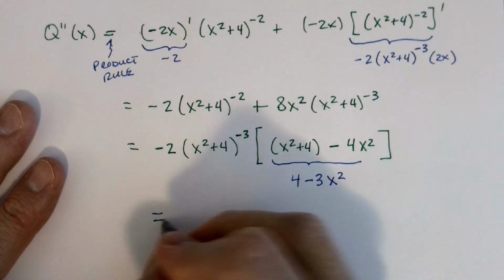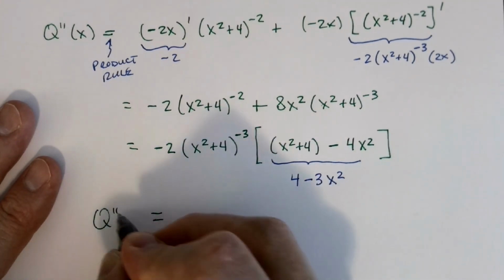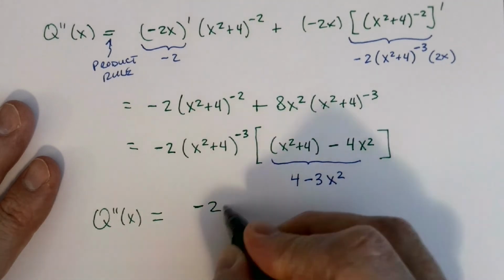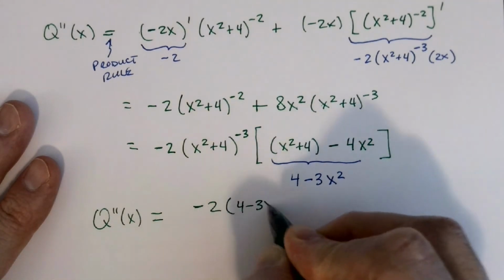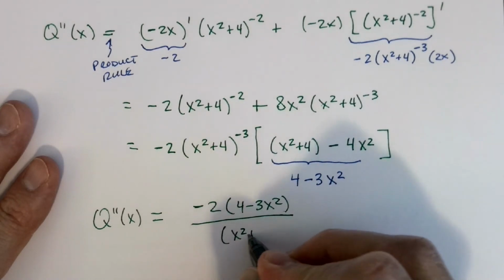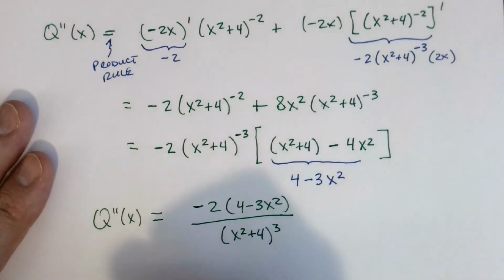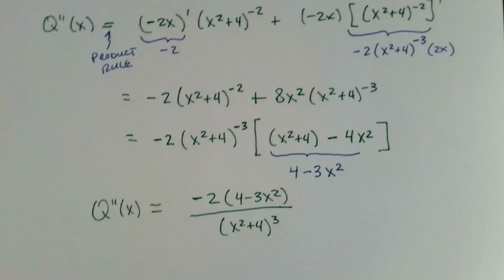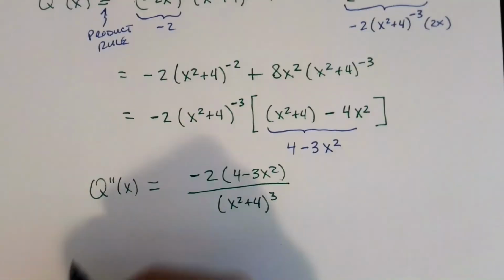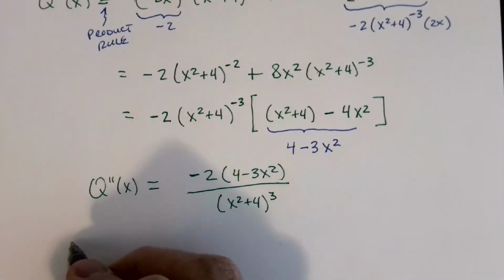And now I'll go ahead and write q double prime of x is negative 2 times 4 minus 3x squared, all over what? x squared plus 4 to the positive 3. So bring that down. Right. Negative exponent comes down here. All right. A lot of work there, but now it will pay off.